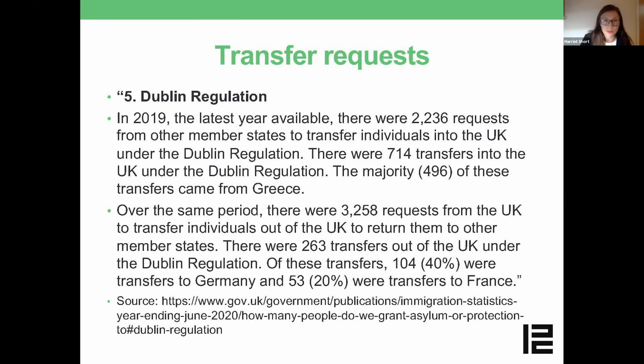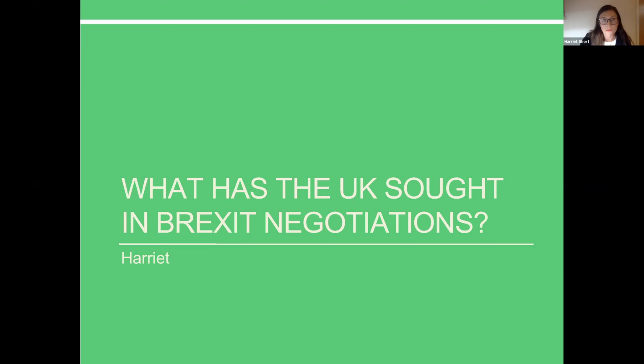Notwithstanding the considerable benefits enjoyed by the United Kingdom and the inequities of burden sharing around member states, the Dublin regulation has been a source of consternation because it prevented the UK from detaining asylum seekers indefinitely and set time limits for transfers. So what did the UK seek in the Brexit negotiations?